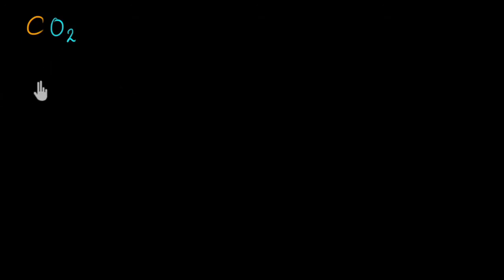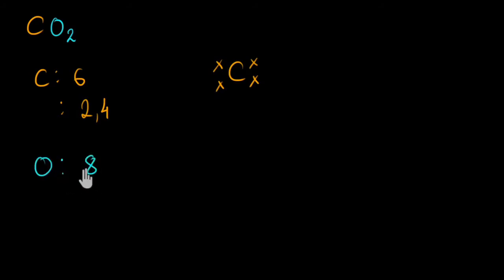So I know that carbon has 6 electrons going around it. So its electronic configuration is going to be 2, 4. Let's draw the electron dot structure of carbon. So there are 4 electrons in its outermost shell: 1, 2, 3, 4. Similarly, oxygen will have 8 electrons going around it. Its electronic configuration is 2, 6.